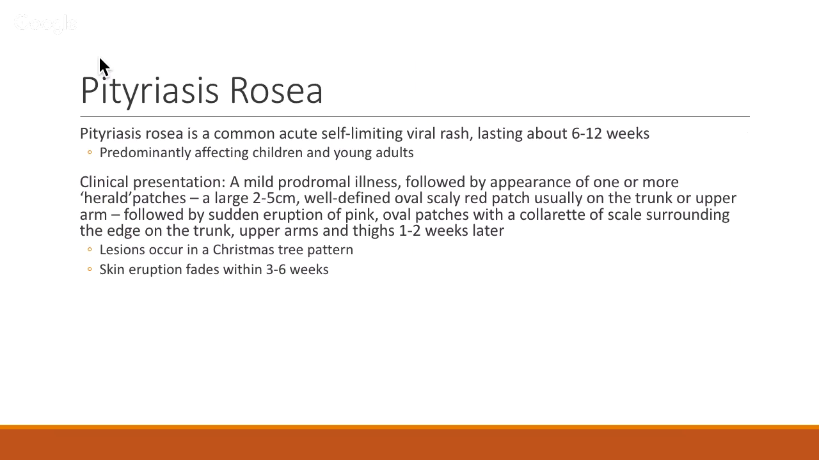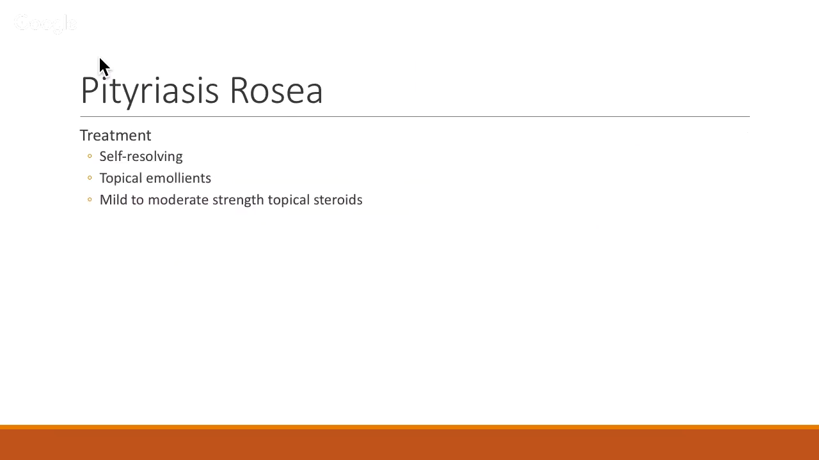Classic description is that Herald patch, which is a large 2 to 5 centimeter patch that appears normally on the trunk. And then following that, 1 to 2 weeks later, you get more smaller pink oval patches. The other buzzword is that the patches have this collarette scale where the scale peels off from the middle outwards. And they occur in a Christmas tree pattern. So as mentioned, self-resolving because it's viral; topical emollients, and if it's really itchy, then you can use some topical steroids as well.